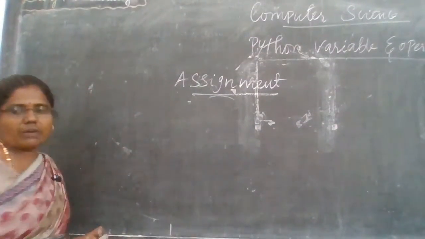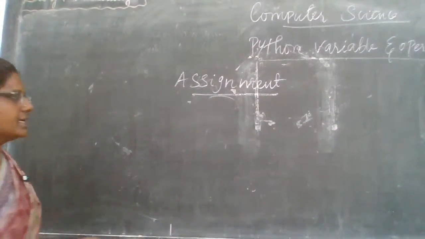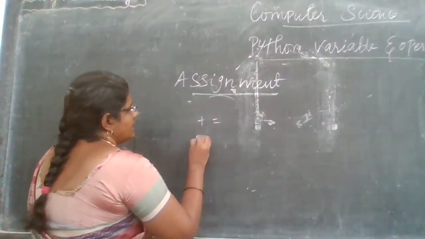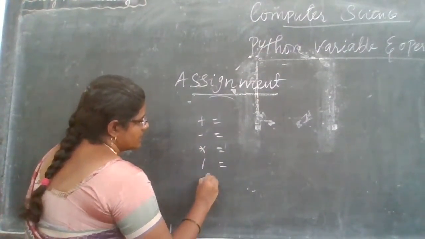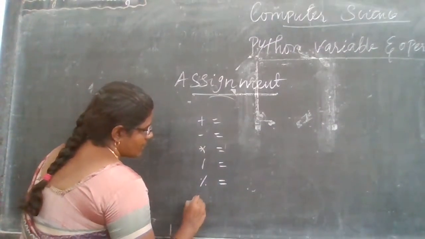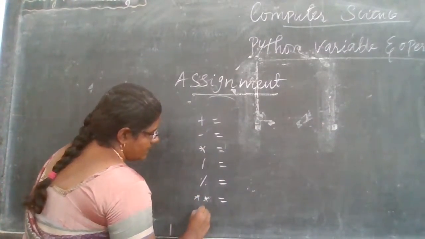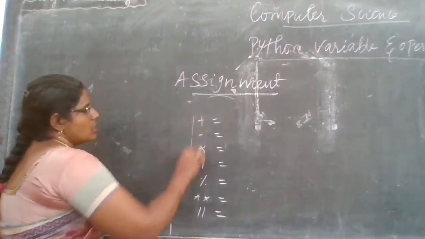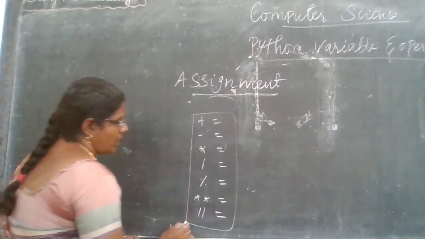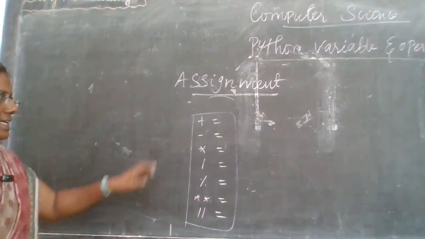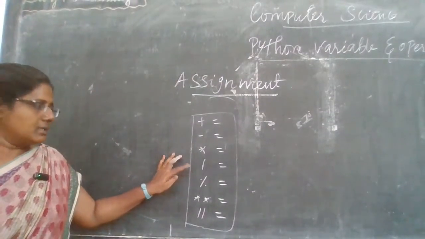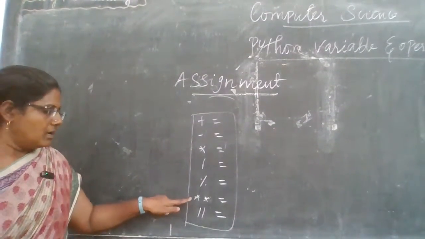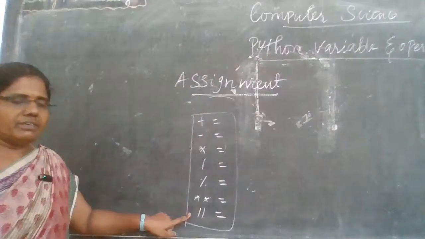Okay. So the equal to operator. Arithmetic operators are also available in assignment operators: plus equal to, minus equal to, multiplication equal to, division equal to, modulus equal to, exponent equal to, floor division equal to. So all arithmetic operators are also available in assignment operators: addition assignment, subtraction assignment, multiplication assignment, division assignment, modulus assignment, exponent and floor division assignment.